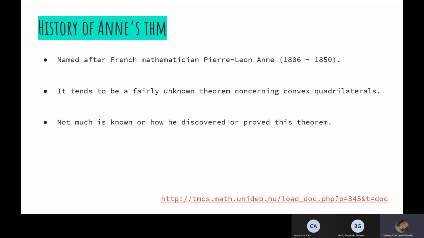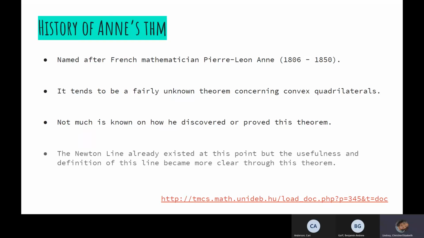Due to the timeline that he was alive, this theorem kind of doesn't make sense as to how he put it in place and how he discovered why it should exist. And then the Newton line did already exist at this point, but the usefulness and the definition of this line became more clear through this theorem.